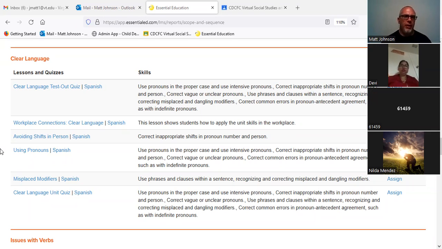To start with, what we're going to be dealing with is avoiding shifts in person, which gives us a bit of background when it comes to using pronouns. It's also a timely lesson because yesterday and here and there in the past, we've talked about point of view, first person point of view or third person point of view, right? Point of view for us has two different meanings. The first way, when we're dealing with it like this, is basically who is talking. That's the point of view.